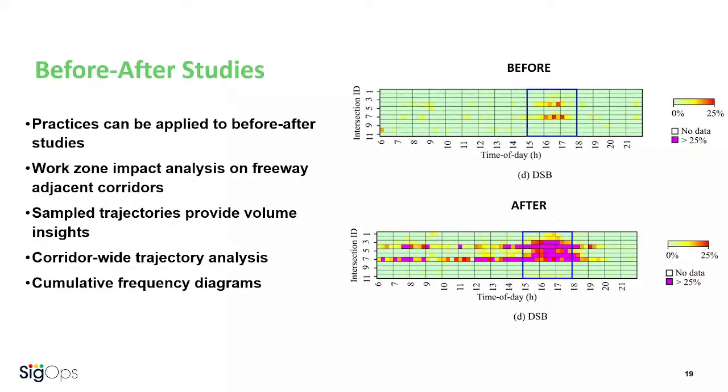And then when we go to downstream blockages, we start to see intersections 3 through 7 all have over 25% downstream blockages, which, you know, intersection 7 is your upstream signal, intersection 8 is your downstream. We know we have split failures at 8. We're seeing downstream blockages at 7 through 3.